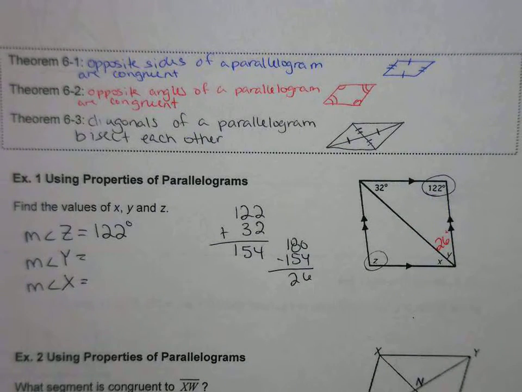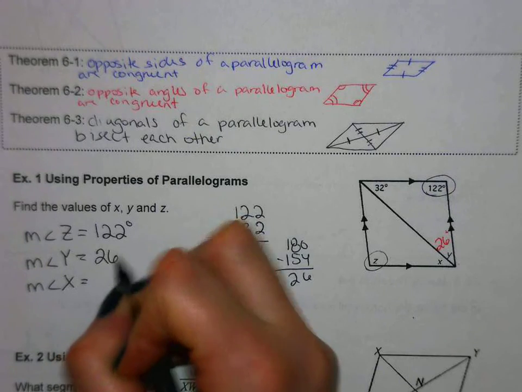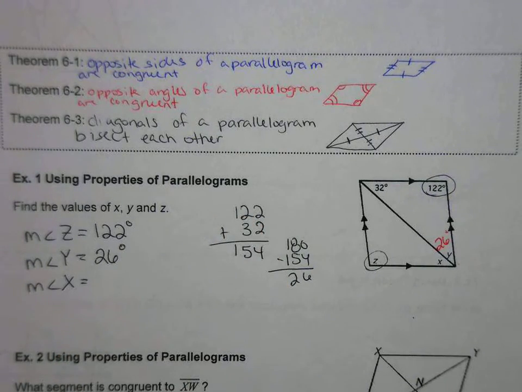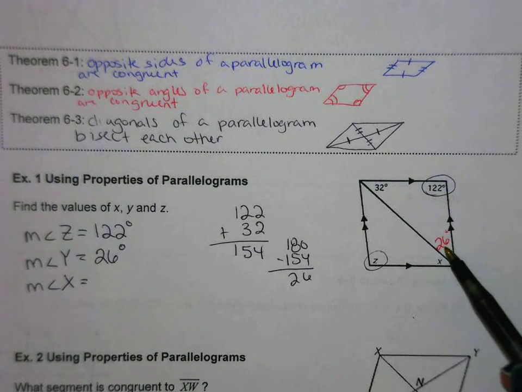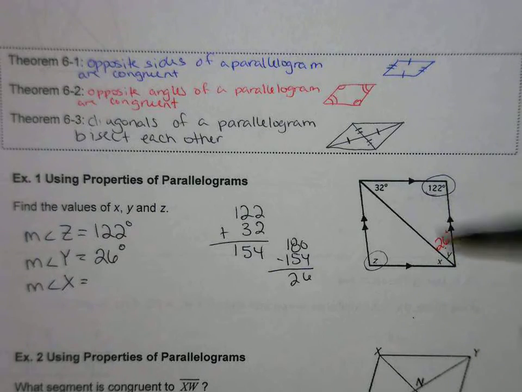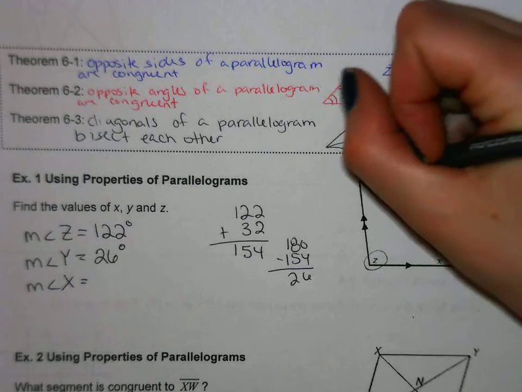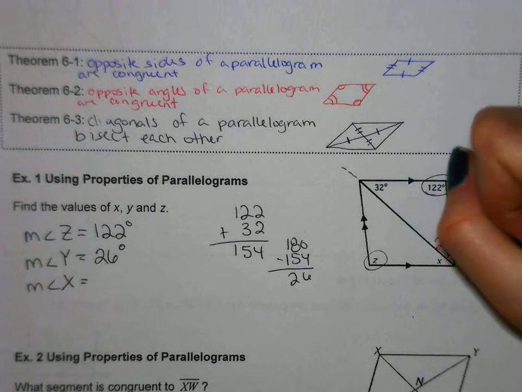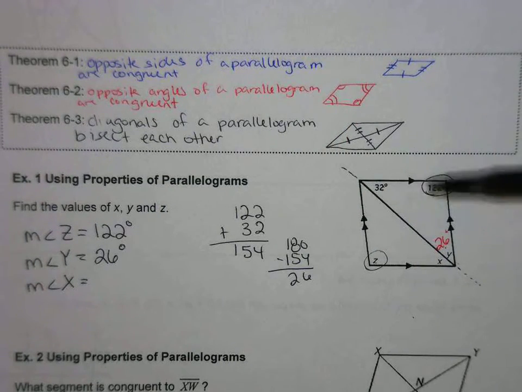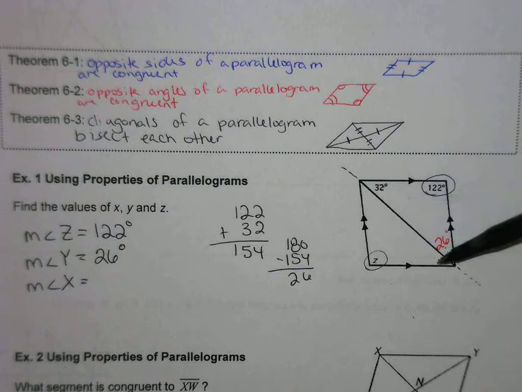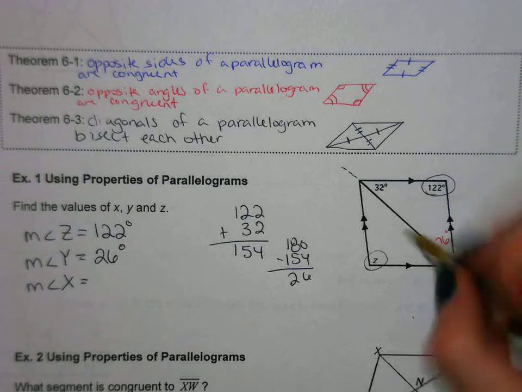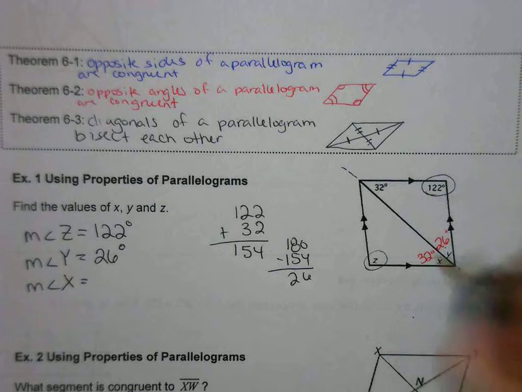So angle y is 26 degrees. Since this is 26, and we know that this is a parallelogram, this is our transversal line. So remember, if we extended this, alternate interior angles are congruent. So this side has to be 32 degrees.